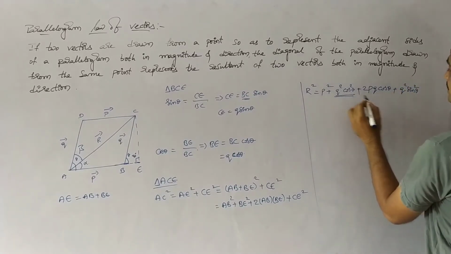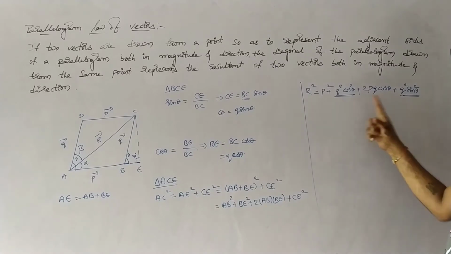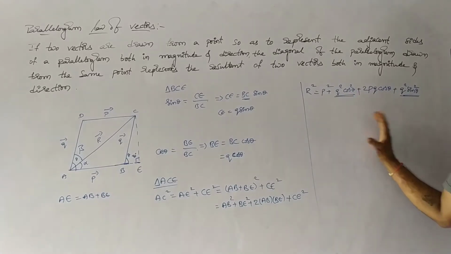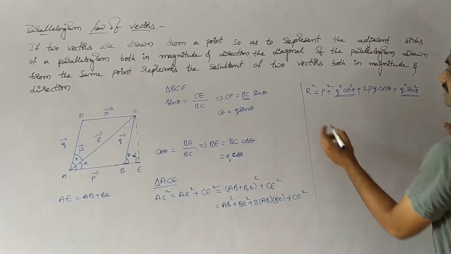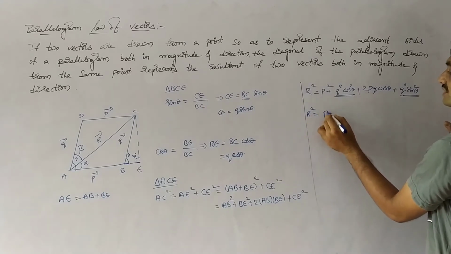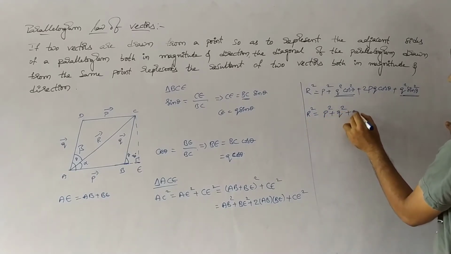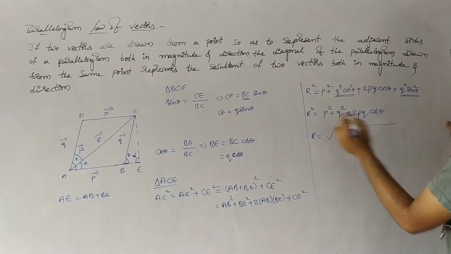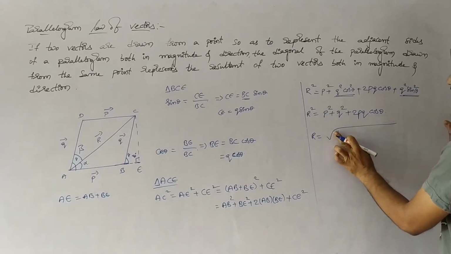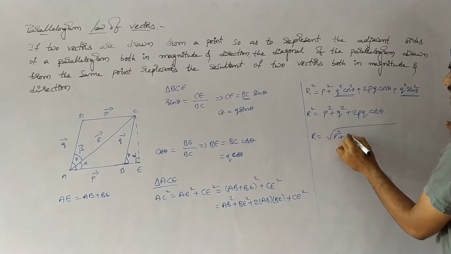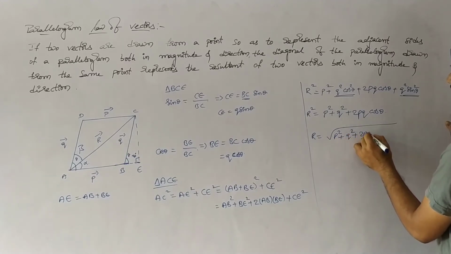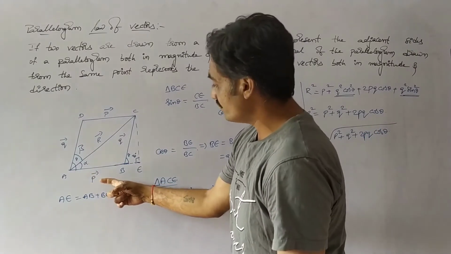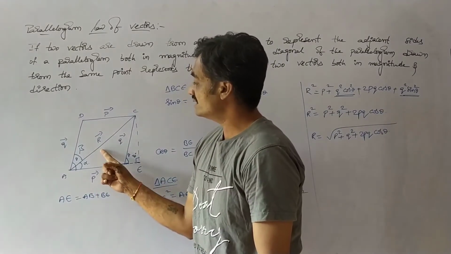Observe that here we have Q square cos square theta and here we have Q square sin square theta. If we take Q square as common, we get Q square into (cos square theta plus sin square theta), and we know that cos square theta plus sin square theta equals 1. So I am writing directly: R square equals P square plus Q square plus 2PQ cos theta. Then we can represent the resultant of this parallelogram as R equals under root of P square plus Q square plus 2PQ cos theta.